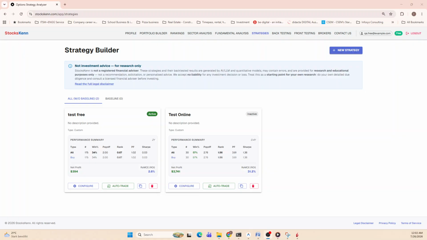Next, we will look at advanced features on how we can link brokers and do paper trading out of this strategy.